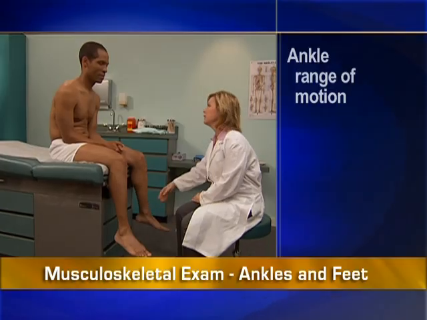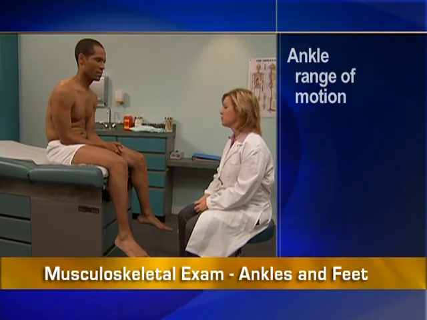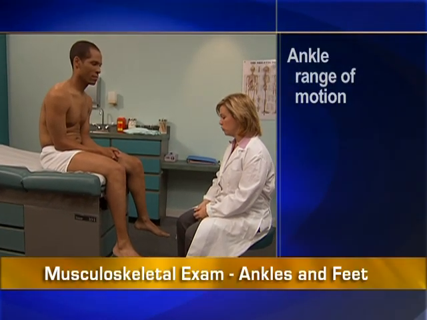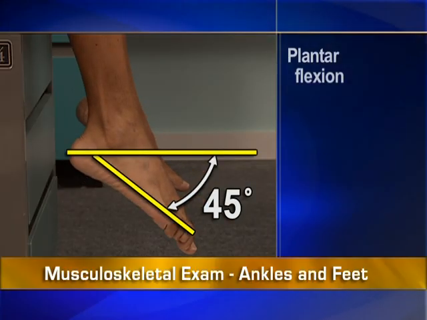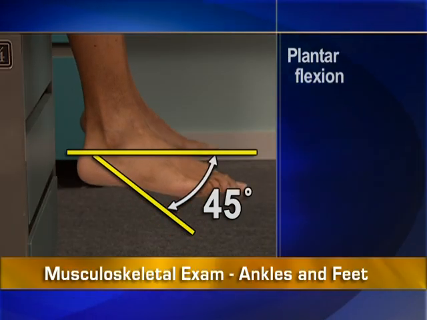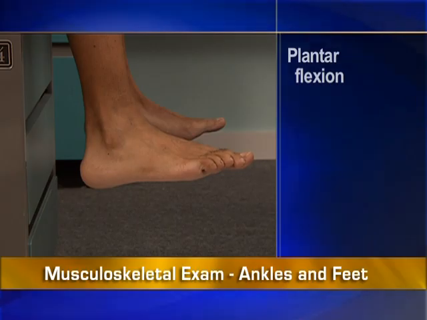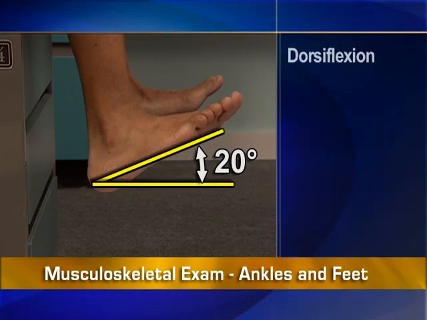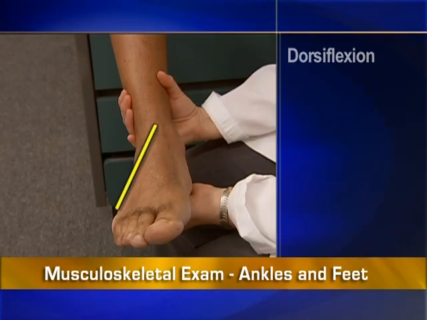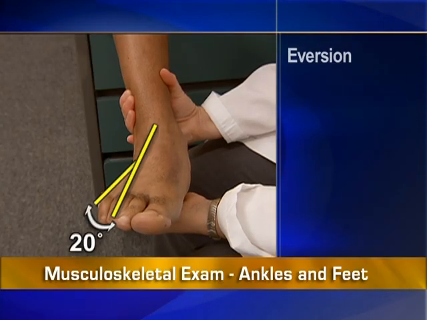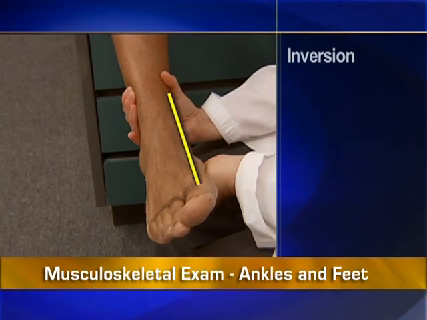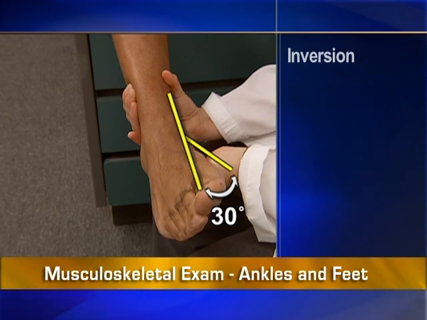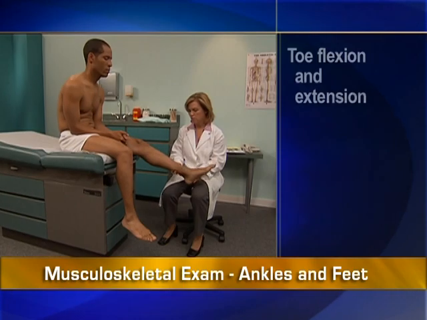Good. Now I'd like to check the mobility. Test ankle range of motion by having the person perform various movements. I'd like you to point your toes to the floor. You should see plantar flexion of 45 degrees. Point your toes to your nose. Dorsiflexion of 20 degrees, eversion of 20 degrees, and inversion of 30 degrees. Good.